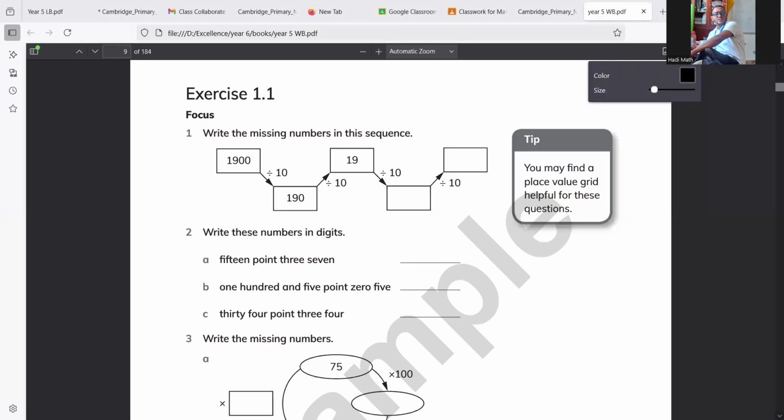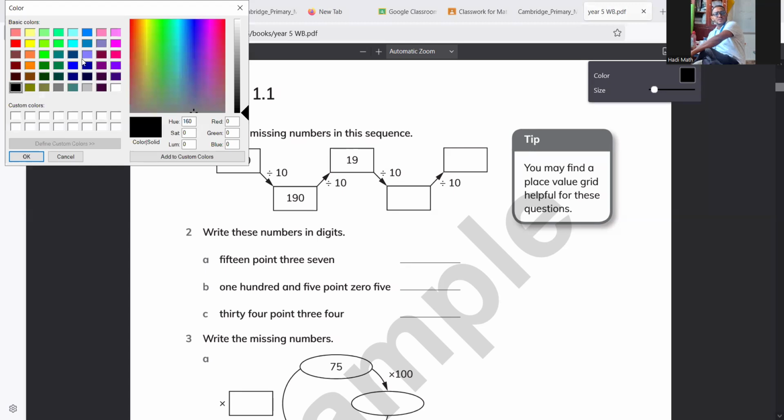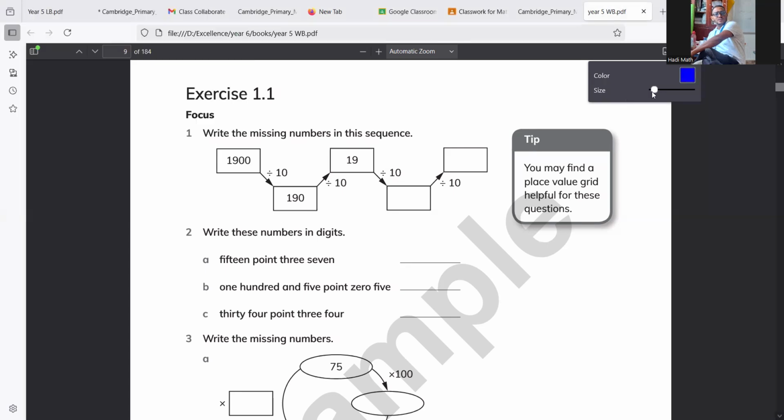Hello, everyone. This is the grade 5 workbook, and this is exercise 1-1. It is all about multiplying and dividing by 10, 100, and 1,000. So we have the lesson here.